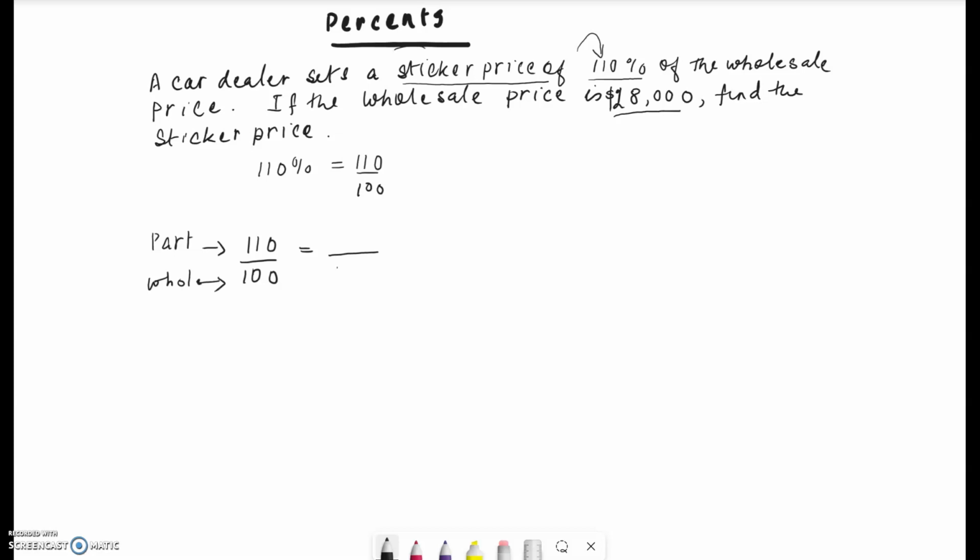So if the price is 28,000, we want to find out what 110% of it is. Let's call it x. We don't know what it is. And we're going to solve this equation. We set up a proportion, which is a ratio on the left equals a ratio on the right. So 110 times 28,000 is equal to 100x. We divide both sides by 100.